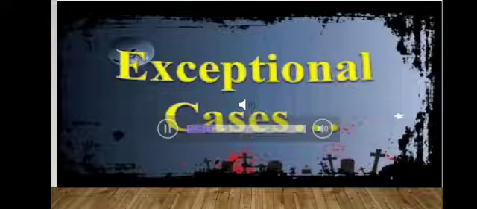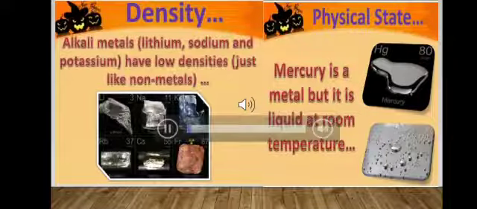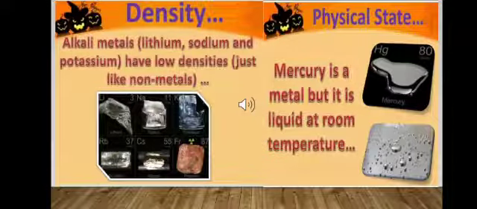We have read the physical properties of metals, but we have some exceptional cases here. Let's talk about them. The first exception is about density. As we read in the physical properties of metals, metals have high density, but alkali metals like lithium, sodium, and potassium have low densities just like nonmetals. Next is the physical state. Generally, metals are in solid state, but mercury is a metal that is liquid at room temperature.